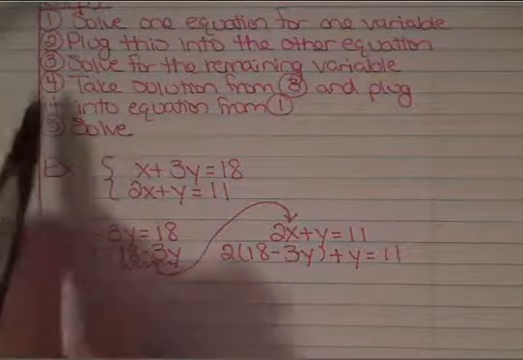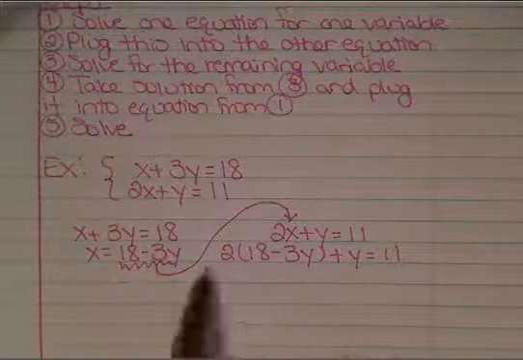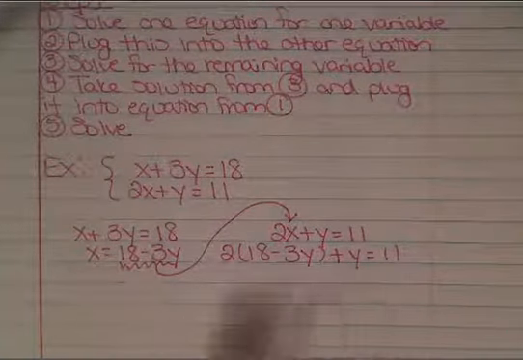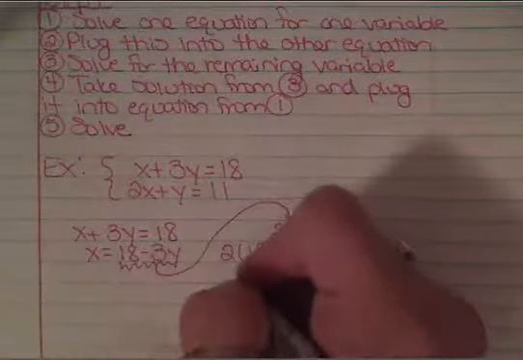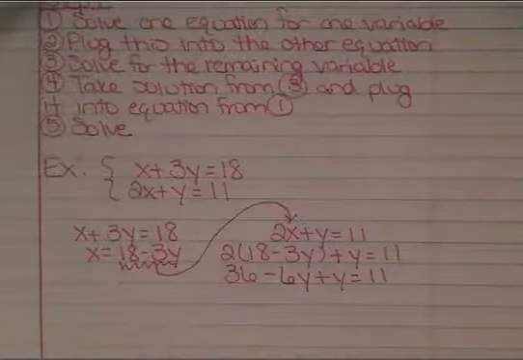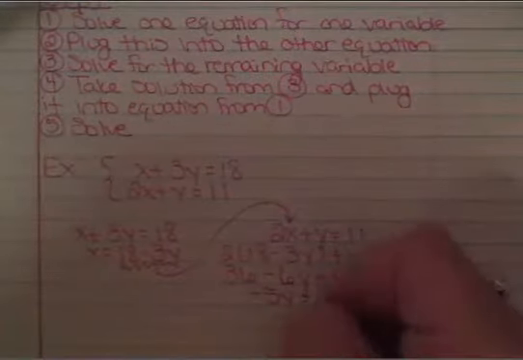Step 3 says we need to solve for the remaining variable. Now if you look, we have one equation with one variable, and that was our goal at the very beginning. So that's what we're going to do. We have 2 times 18, which is 36, minus 6y plus y equals 11. That gives us a negative 5y, and if you subtract over your 36, it gives you a negative 25.